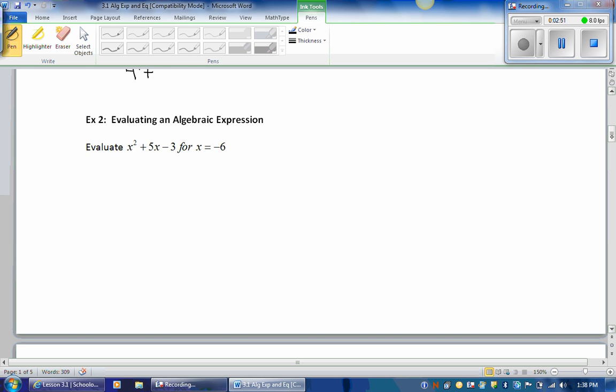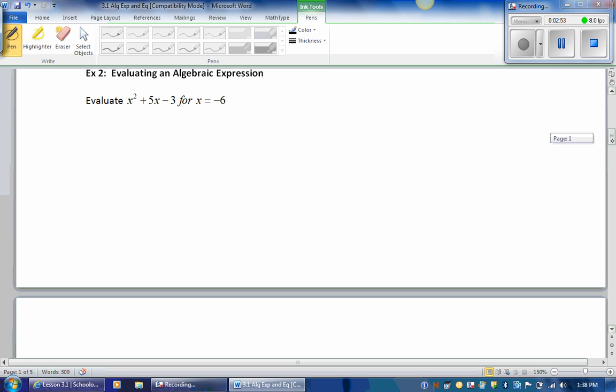We're going to evaluate the algebraic expression x squared plus 5x minus 3 for x equals negative 6. So our first step is to go ahead and do that substitution. Now, since the value is negative and I am squaring it, I want to make sure that that negative 6 goes in parentheses, because I'm actually going to want to square the negative 6, and there is a difference between this and this. Okay, this says negative 1 times 6 squared, whereas this says negative 6 squared. So you have to be cautious with that.